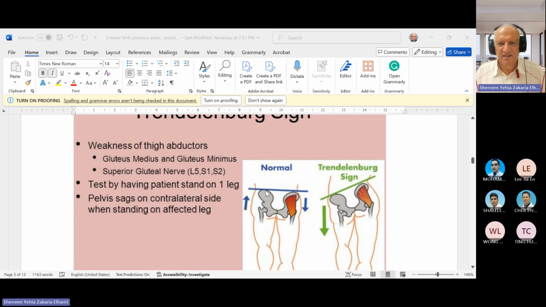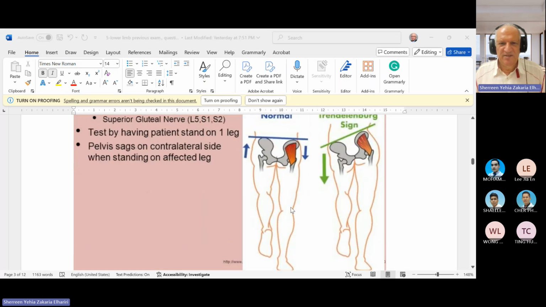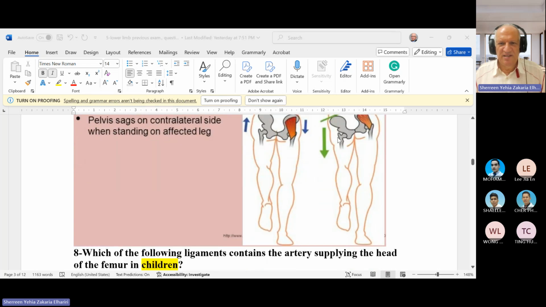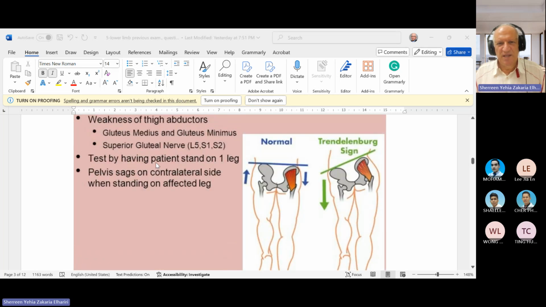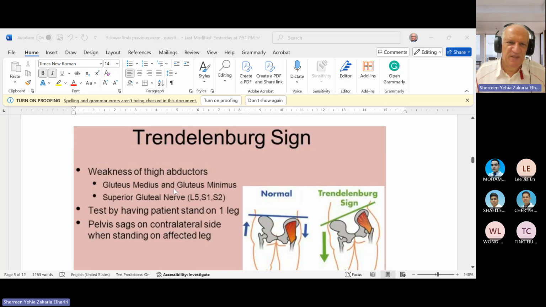This is the test. Trendelenburg test, when you ask the patient to stand normally on one leg, like this leg, so the other side is up. But in the positive Trendelenburg, the other side, which the patient is not standing on, is down, not up. So normally, if you stand on, for example, the right leg, the left hip is up. If the patient has paralysis or weakness on the right side, the other side drops down. So it's called Trendelenburg sign, very, very important.